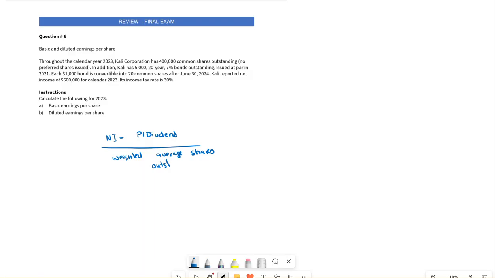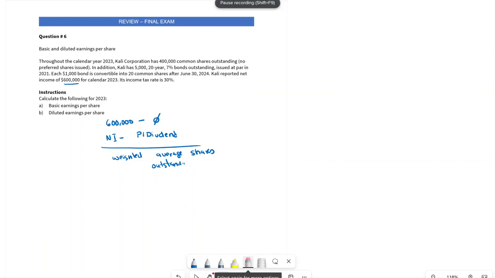What do we start off with? They have to tell us the net income, and they told us the net income is 600,000. In this question, they did not tell us any dividend. If they don't tell you any dividends, we don't deduct it. If a dividend was given, you only deduct the preferred share dividend. This question will not be a big question. It will be in the form of a multiple choice question for your final exam.